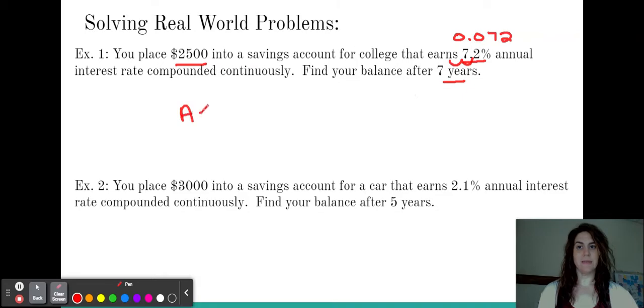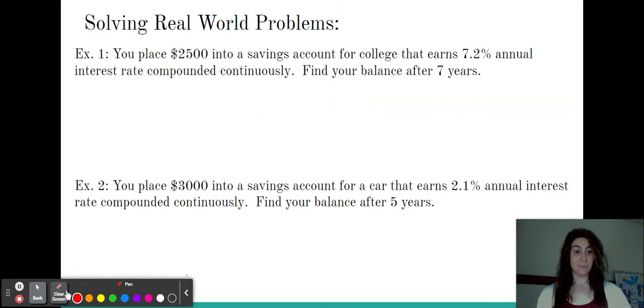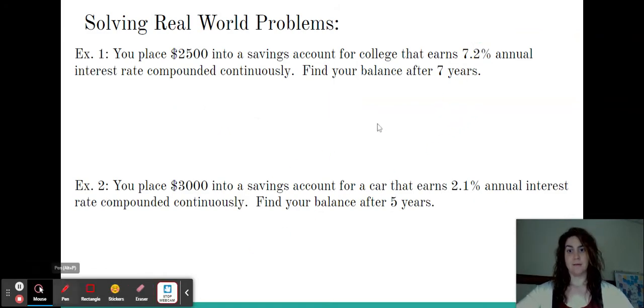So when we plug it in, the principal, the P part, was 2,500. E is always going to be there. The rate, 0.072, times the number of your years. And again, from there, it's just a matter of plugging it in your calculator and then being able to find out what it is after that time frame. Okay.